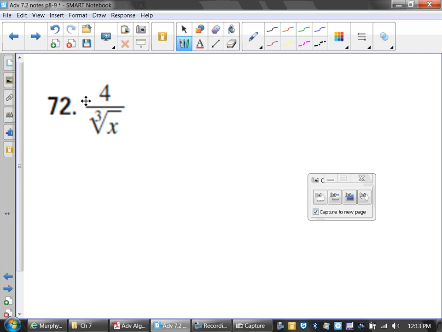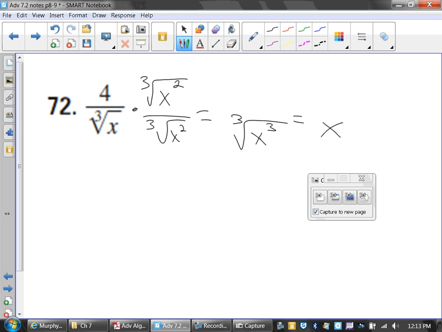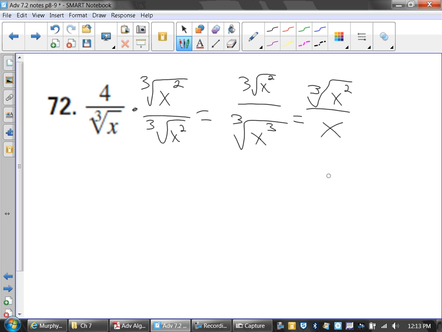x squared. So multiply the top and the bottom by the third root of x squared because what you're doing is you're creating a perfect cube root in the denominator. By creating a perfect cube root, you get, what's the cube root of junk cubed? Junk. So the cube root of x cubed is x.